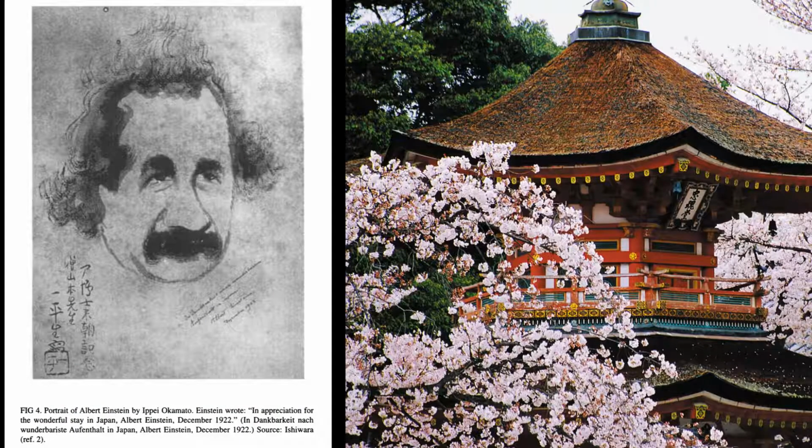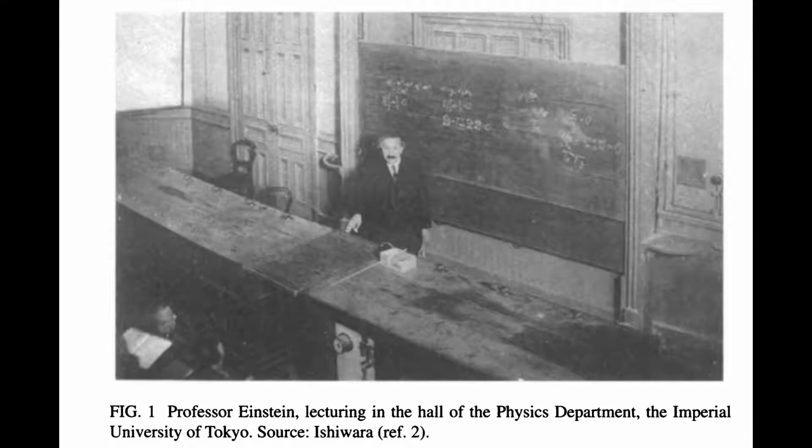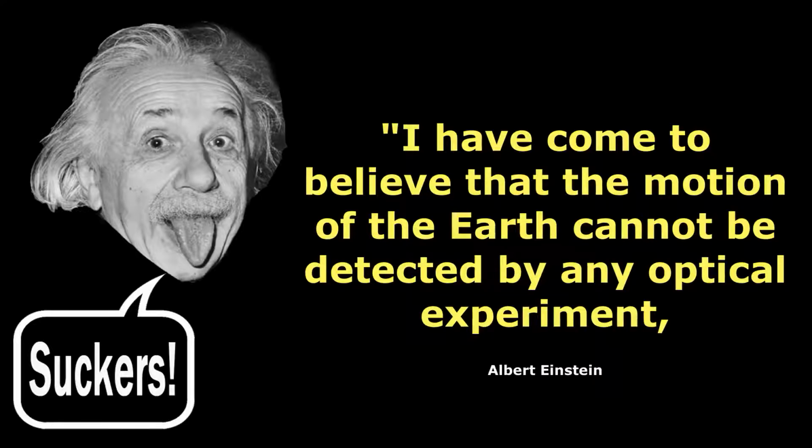Einstein was here in Japan in the 1920s, and he was here in Kyoto, which is a city not far from where I live. In one of his lectures, he said to the Japanese public, "I have come to believe that the motion of the Earth cannot be detected by any optical experiment." Since the movement of the Earth cannot be detected by any optical experiment, the people who pushed the heliocentric model had just one other option. They adopted a philosophical position, and since then, with relativity, this is just a philosophical alternative to the fact that all experiments fail to detect any movement of the Earth.